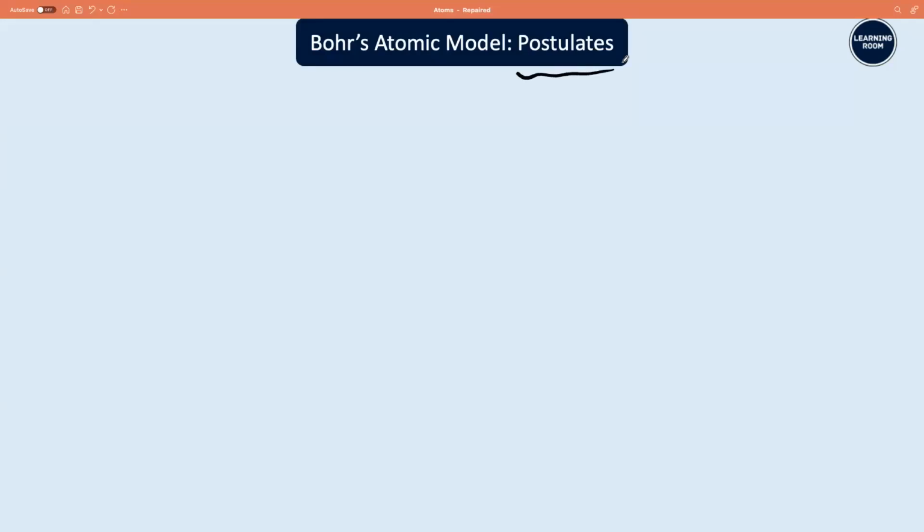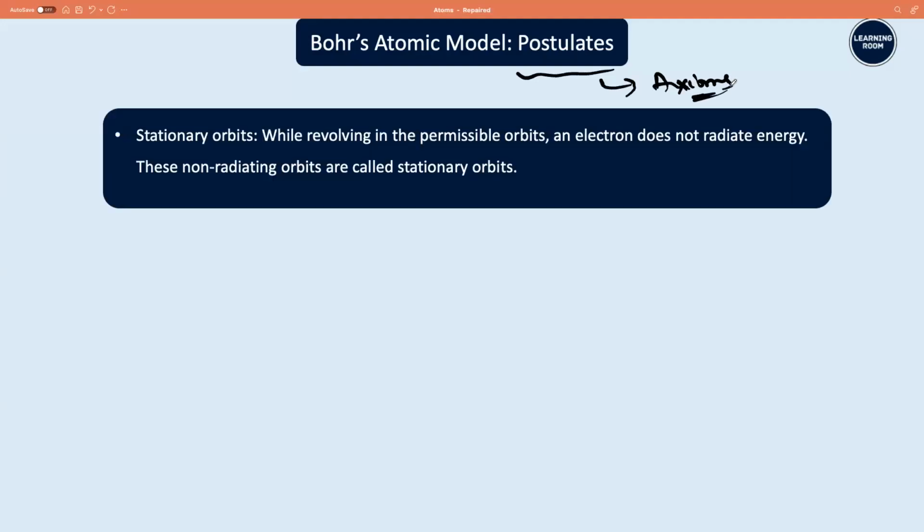Okay. So what are postulates? Postulates are basically axioms without proof. Axioms where it is considered to be a true statement. Right. So you would have learned it in Euclid's geometry in your 9th standard.